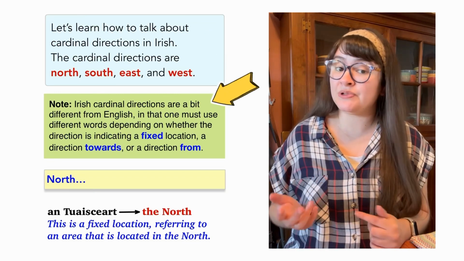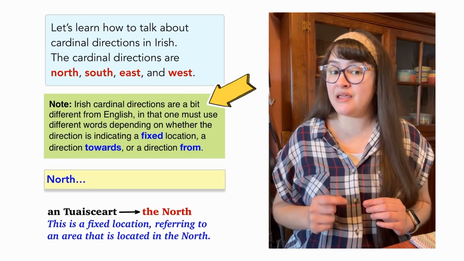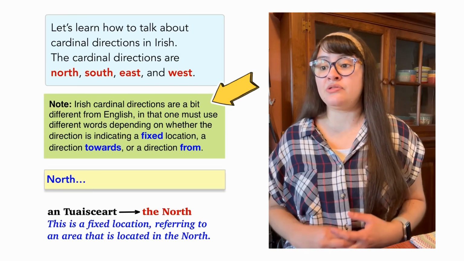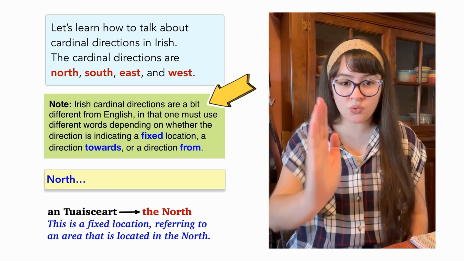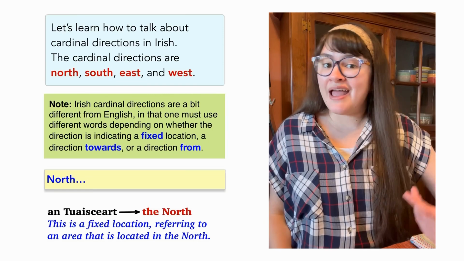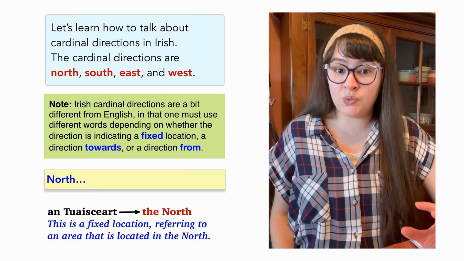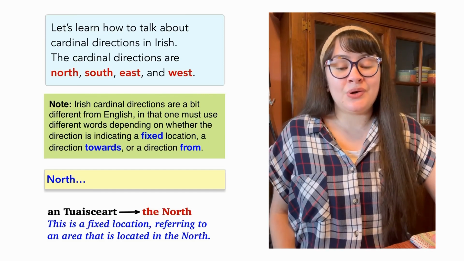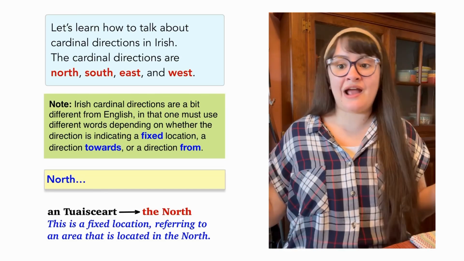But in the green box below that, you'll see that Irish cardinal directions are a bit different from English in that one must use different words depending on whether the direction is indicating a fixed location, a direction towards, or a direction from. You'll find as we go through this that there are some similarities in how this works to Irish up and down. So if you haven't watched Up and Down, that might be another good video to watch before or after this video.